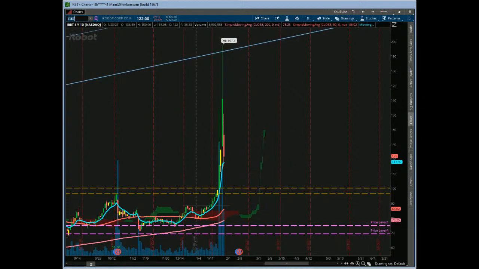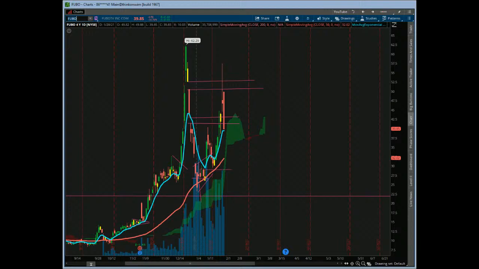iRobot. Yeah, that had an epic move, really crazy move on that one, and then it was just like all the other ones, and then back down again. iRobot, just silly on that one. I think the algos just went after anything with a short float, and then Fubo with that nasty pullback there, but a great move yesterday on the gap fill to the upside.